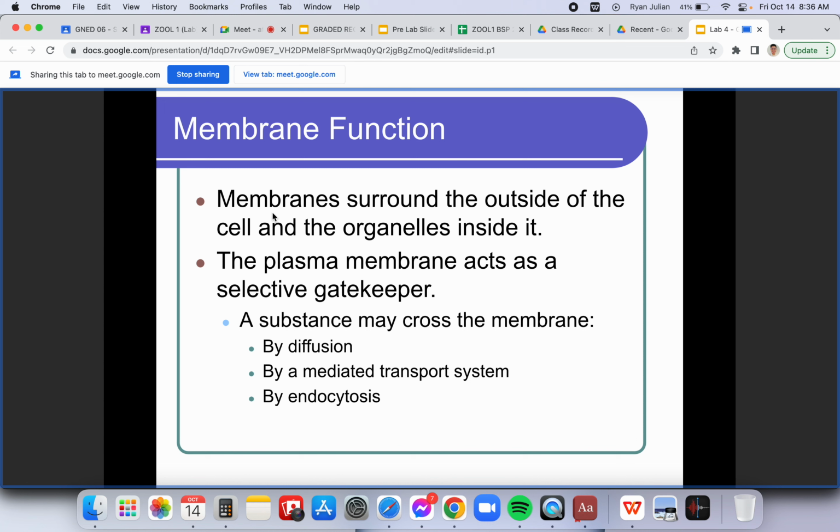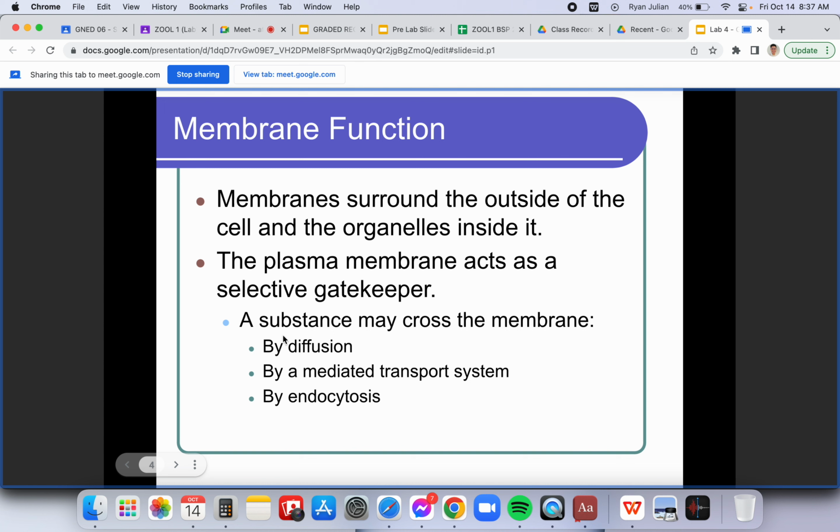As you can see on your screen right now, membranes surround the outside of the cell and the organelles inside it. The plasma membrane acts as a selective gatekeeper. When we say gatekeeper, it is the one responsible for regulating what type of substances can enter a cell. It is the one that controls or gives limits to it. Like what I said from our last discussion, not every molecule can pass through the cell, only selective ones. And that is one of the reasons why the plasma membrane is selectively permeable.